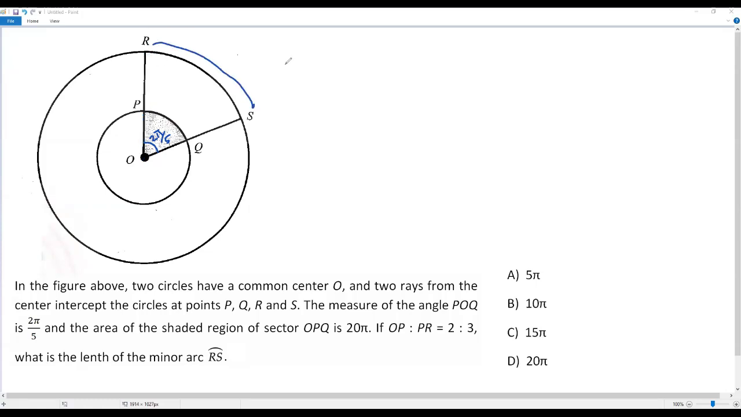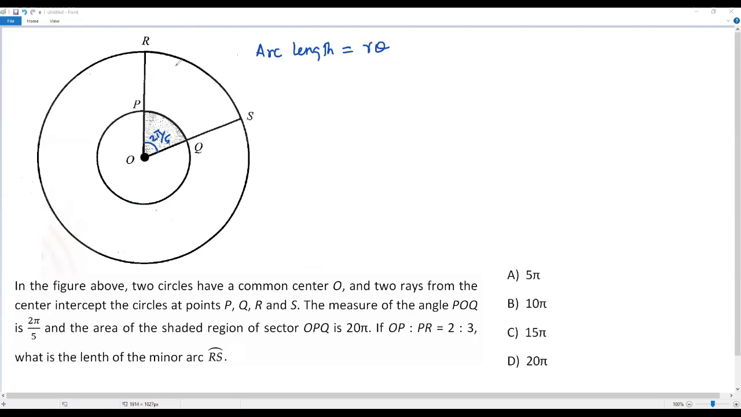Okay, now first let me write the formula to find the arc length. So arc length is equal to, so here we know the central angle of this arc RS in terms of radians. When the central angle of the arc is given in terms of radians, the formula to find arc length is r times theta. This theta represents the central angle in radians.